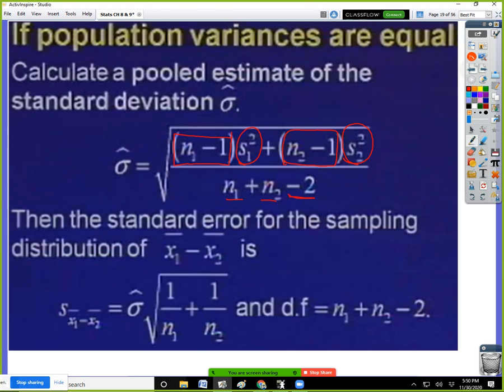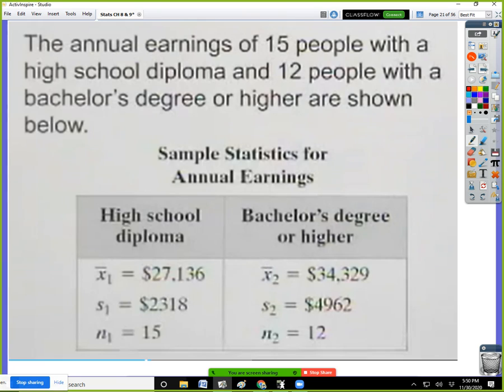So let's go back a minute. Sample variances are equal. Sample variances are not equal. Are the sample variances equal?